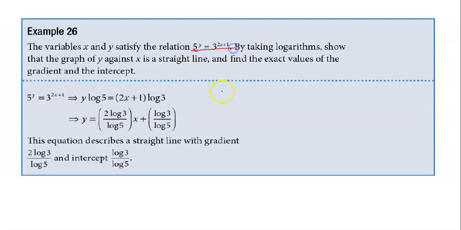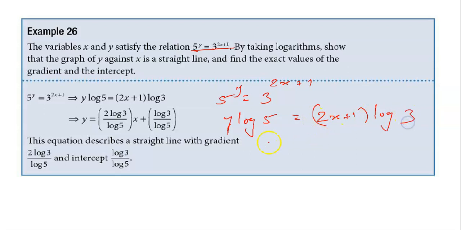Now look at this question. 5 raised to power y equals 3 raised to power 2x plus 1. Take log on both the sides, you will have y log of 5 equals 2x plus 1 log of 3. Now make y the subject. How did you get this x over here? 5 raised to power y equals 3 raised to power 2x plus 1. Taking log, you will have this and this. Okay, when you make y the subject, there is a misprint, I think.